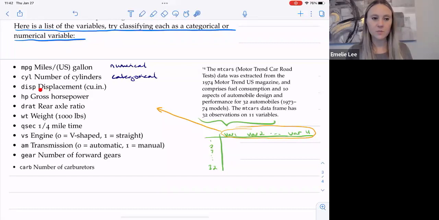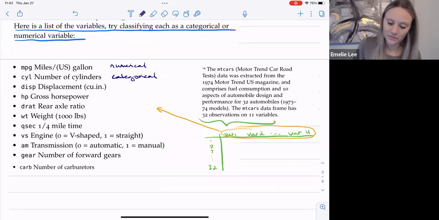For the displacement, again, I don't know what displacement is, but I see that there are units here. And so that's a dead giveaway that this is a numerical measurement. As soon as I have some units, it's been measured, then it has to be numerical. Okay.